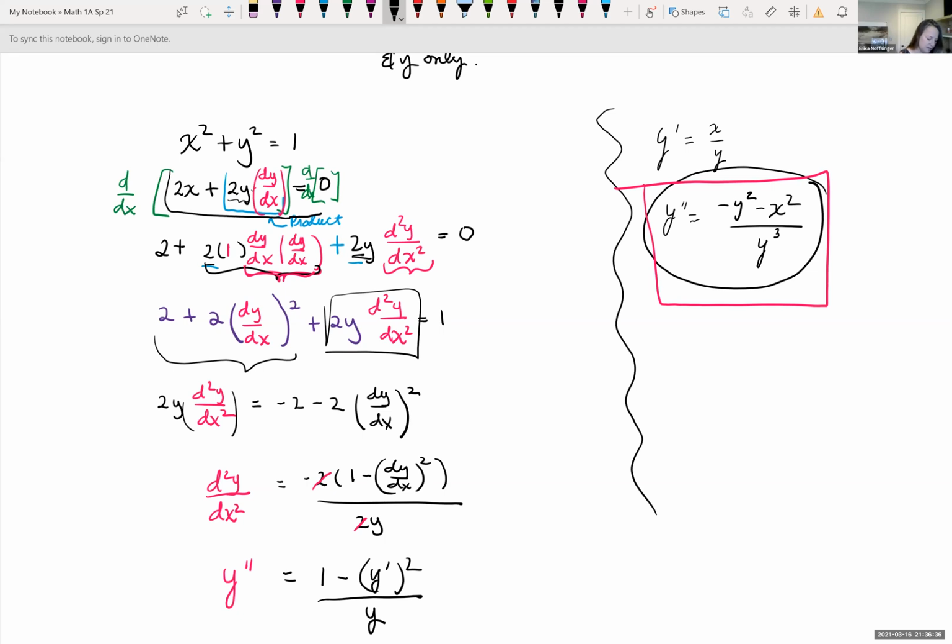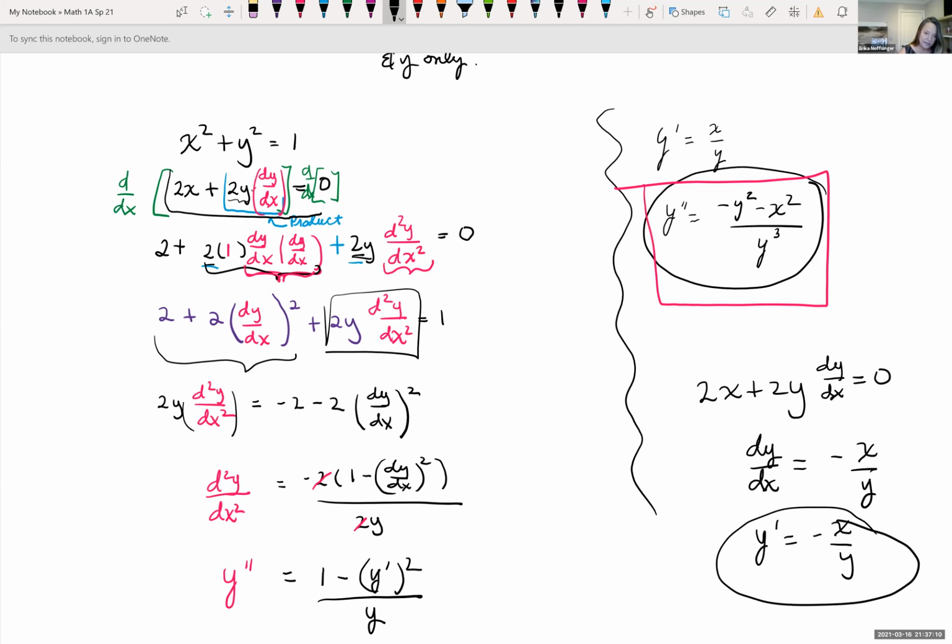So my first derivative, let's do this on the other side. I had 2x plus 2y times dy dx is equal to 0. So if I subtracted 2x on both sides, divide by 2y on both sides, I would get dy dx. The first derivative is equal to -x over y. So another way to say this is y prime is equal to -x over y.